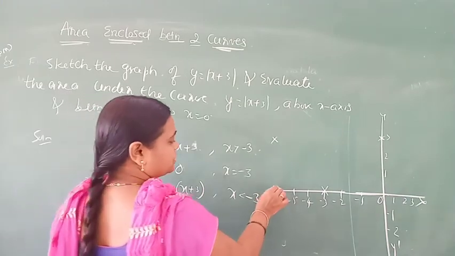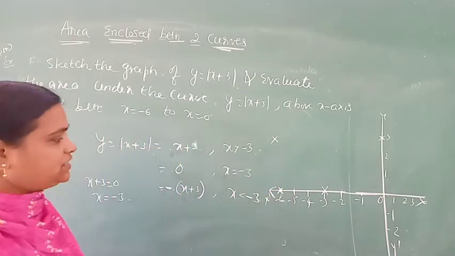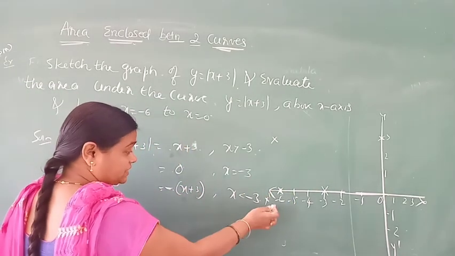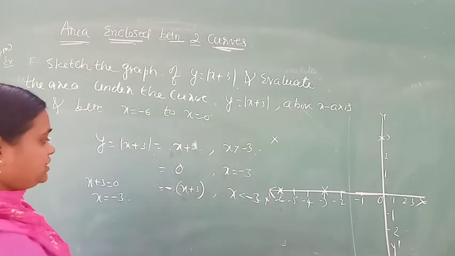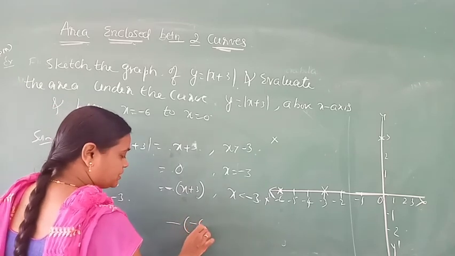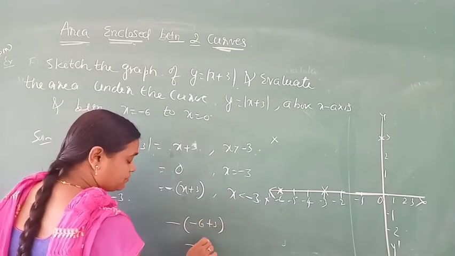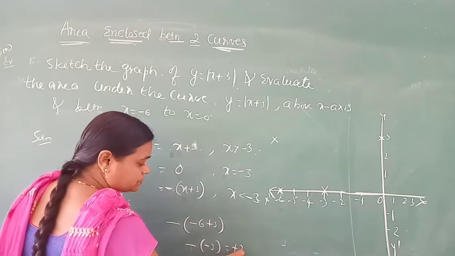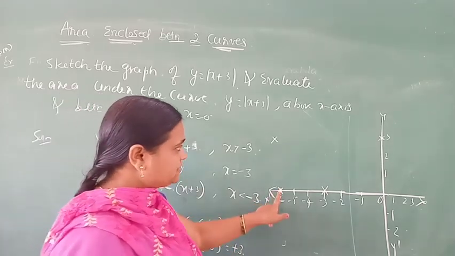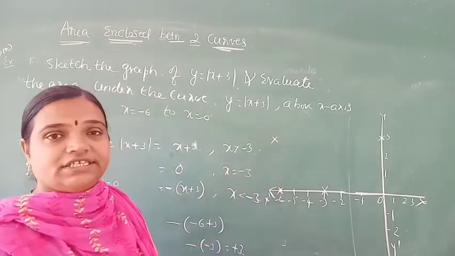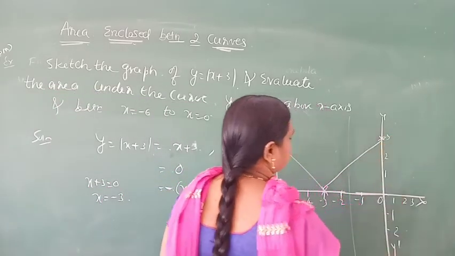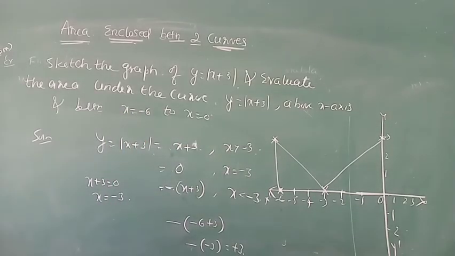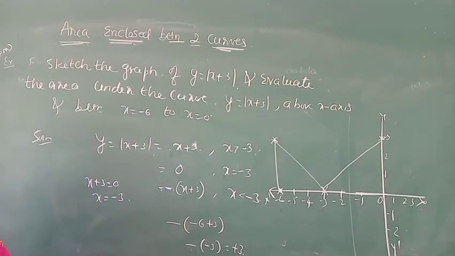The last point is mentioned here at x equal to minus 6. Correct? Here substitute minus 6. Minus 6 is less than minus 3, so that one we have to substitute. Minus of minus 6 plus 3, you get minus of minus 3, and minus of minus 3 means plus 3. It means at x equal to minus 6, the value of y is 3. This is the point. Therefore, the parabola exists like this. Understood or not?